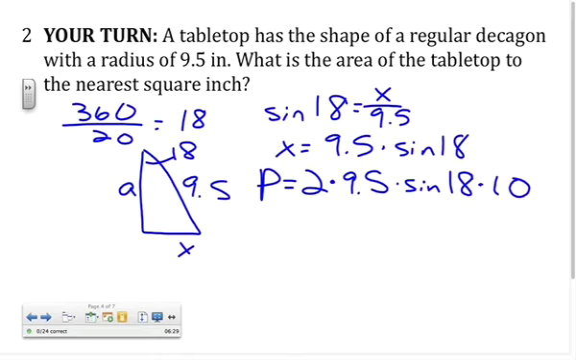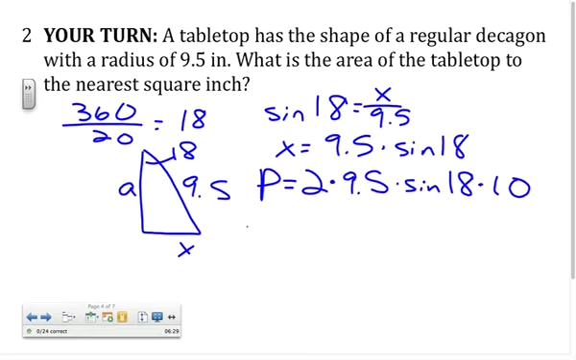Let me step you through what all this yuckiness is. Okay? This 9.5 times the sine of 18, you see, is this segment down here. If I double it, that's my side length, right? That's this. And if I multiply my side length times the number of sides, which is 10, that whole yucky thing right there, that's my perimeter. That's exactly my perimeter. No rounding.